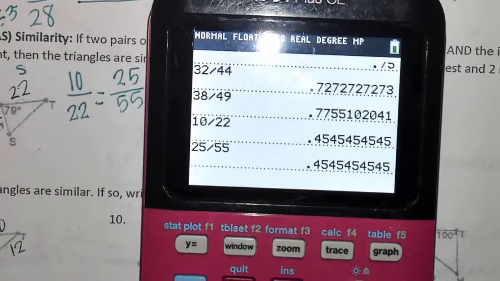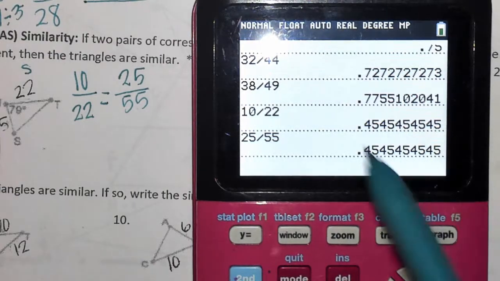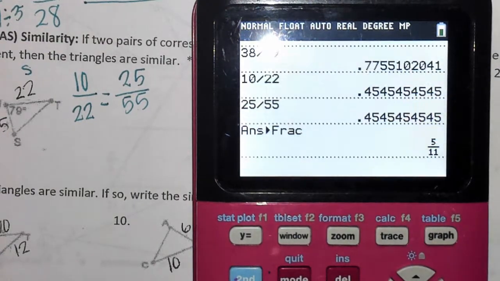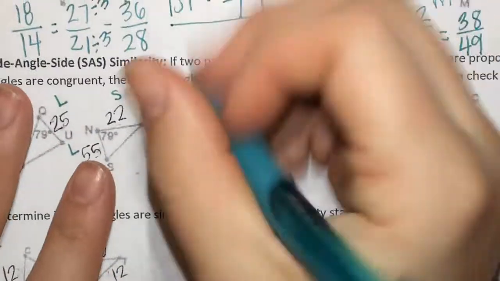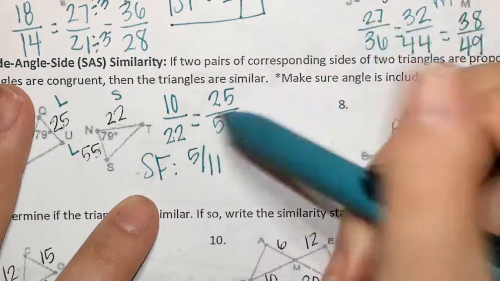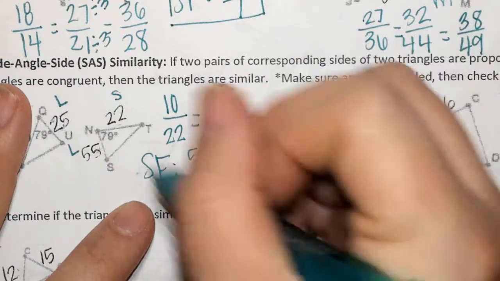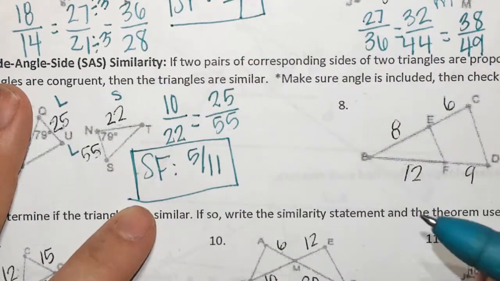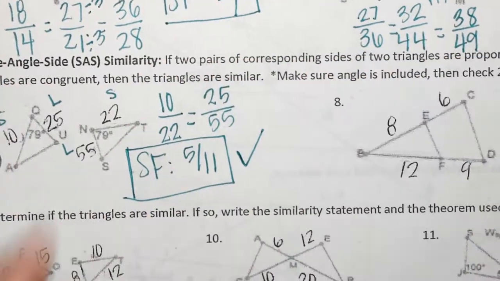Well, I got that they both are the same decimal. So to find the scale factor, I would find that the scale factor is 5/11. Which that would be pretty easy to find from either of these. So yes.